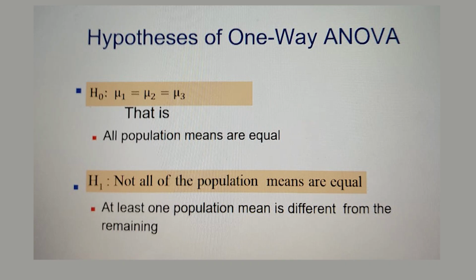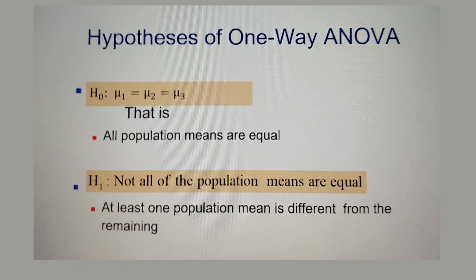That is, the mean life of the first brand is equal to the mean life of the second brand is equal to the mean life of the third brand. Alternatively, we can say all 3 population means are equal, against the alternative hypothesis that not all the population means are equal. That means at least one population mean is different from the remaining. So 2 could be the same, or all 3 may be different. So there are a number of possibilities.